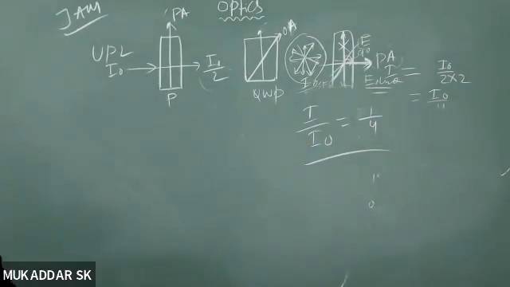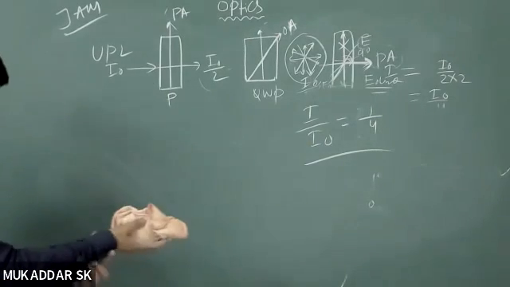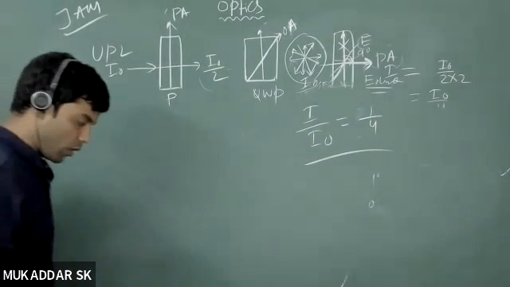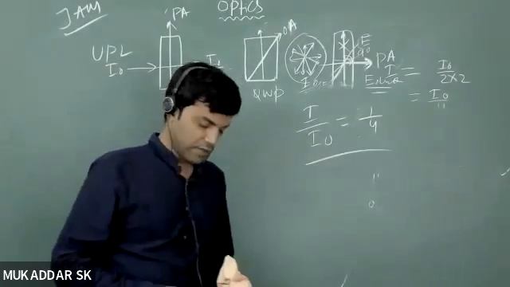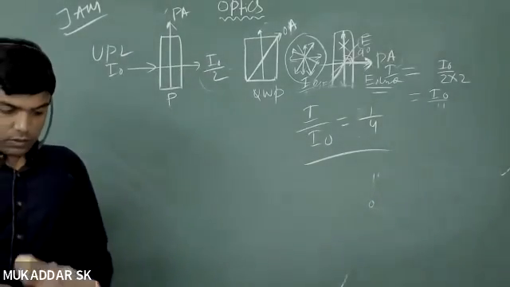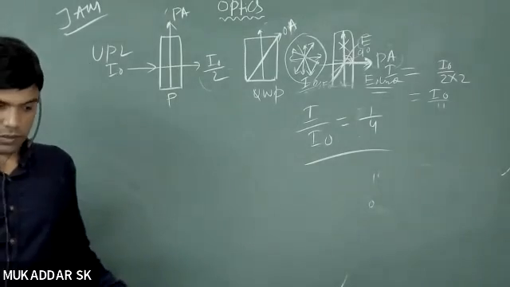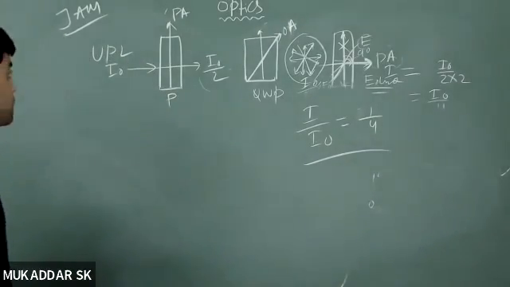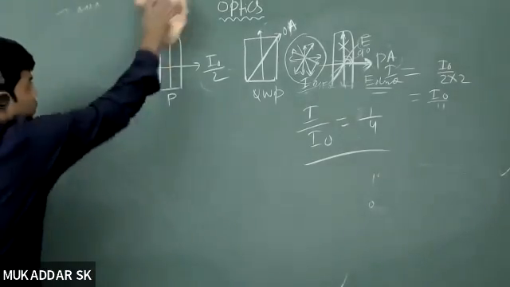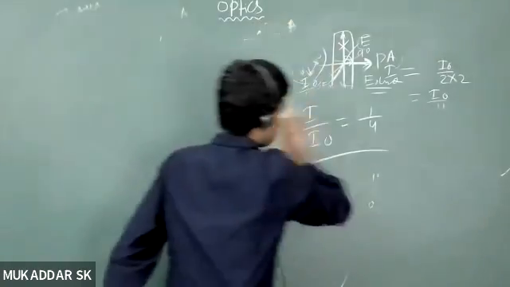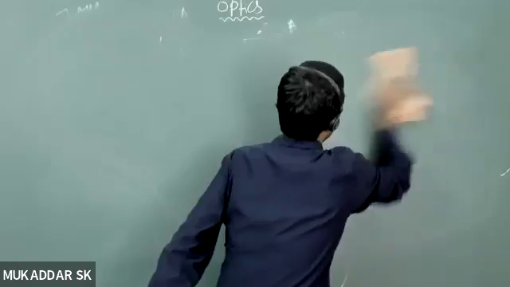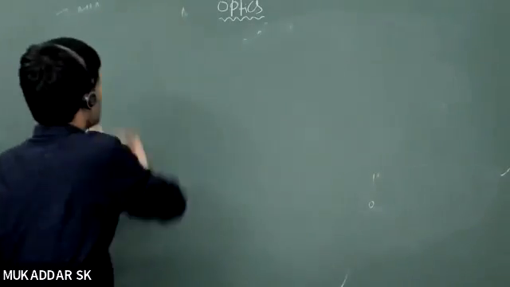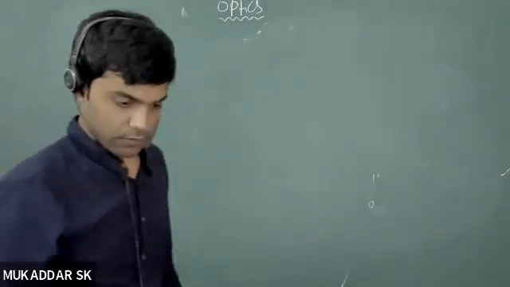So this is the part of polarization, and a small part is left, that is detection of polarization. That I'll do later because it's not important for the exam. It's a very simple and short topic. But an important topic for the JAM exam is diffraction. So let us start diffraction.